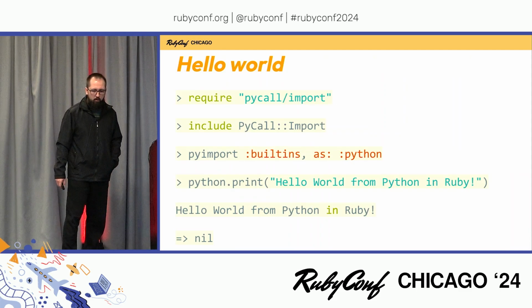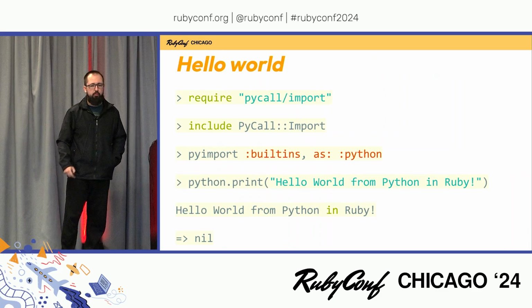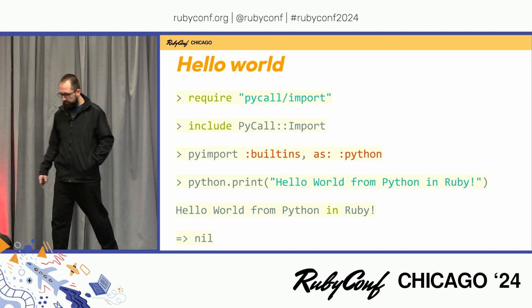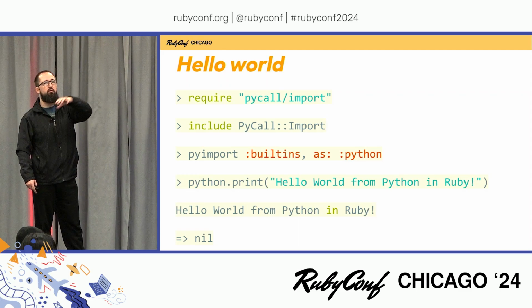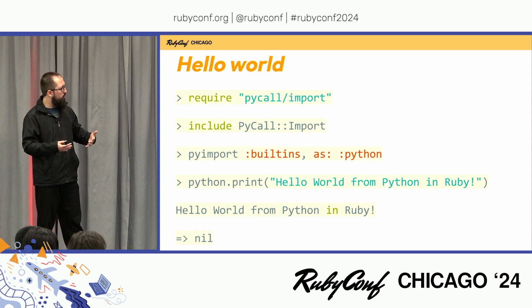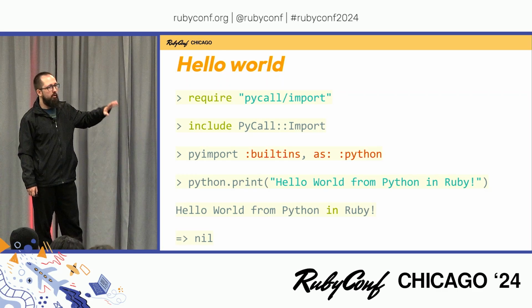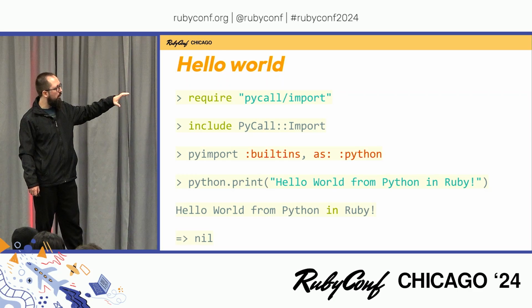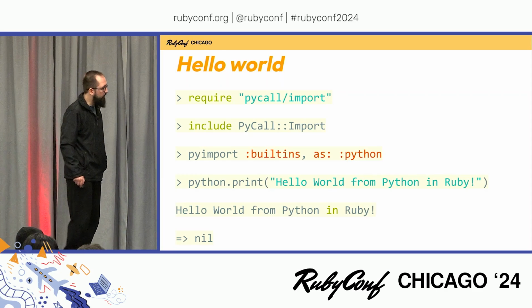To use PyCall, it's as simple as that. You load PyCall, include the methods, and use a method called PyImport. PyImport will import the packages from Python, so you need to set up the entire Python environment and install the Python packages that you're going to use. In my repo, I put a Dockerfile that creates the whole Python environment and installs OpenCV and the other tools that I will show you today.